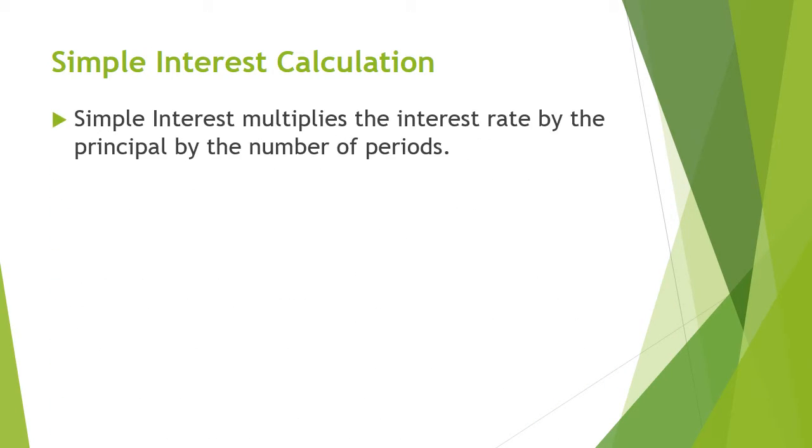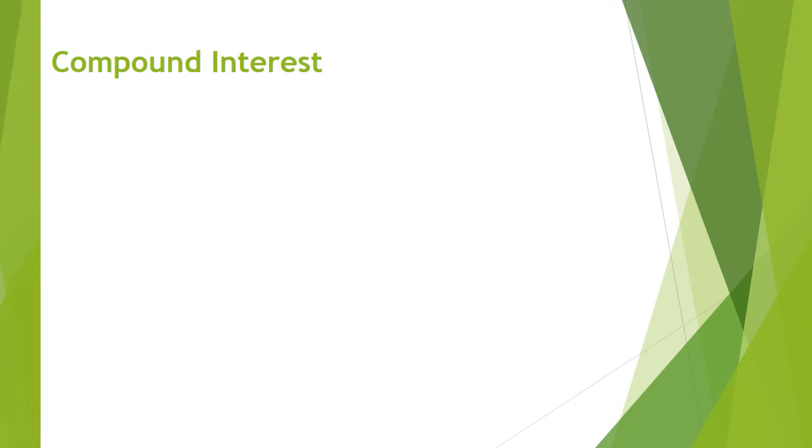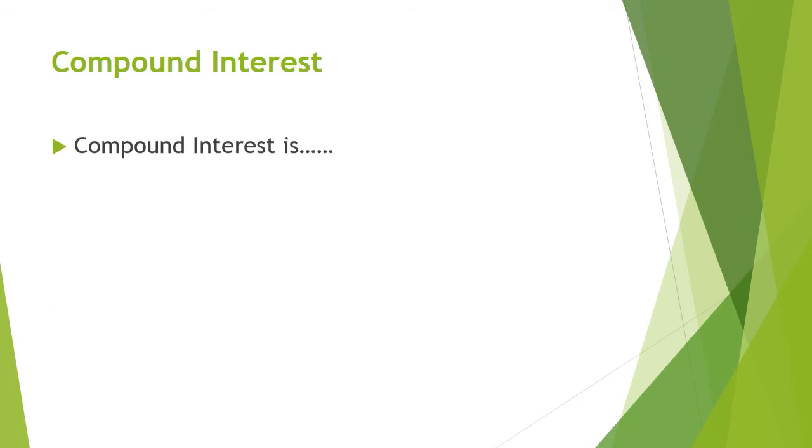How do you calculate simple interest? Well, you simply take the interest rate, multiply it by the principal, and then by the number of periods. So as you can see here, it's just a simple, straightforward calculation. Principal times interest rate times the number of periods gives you how much interest you will be paying over the course of that loan.